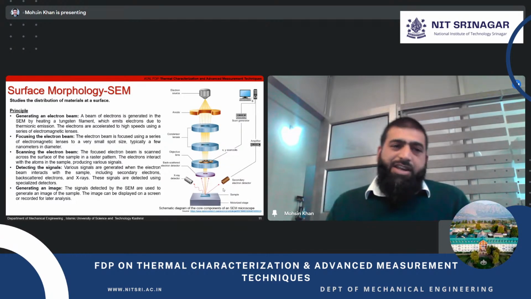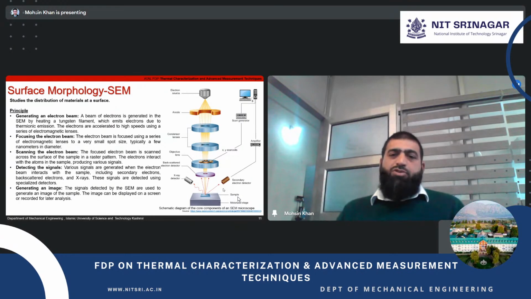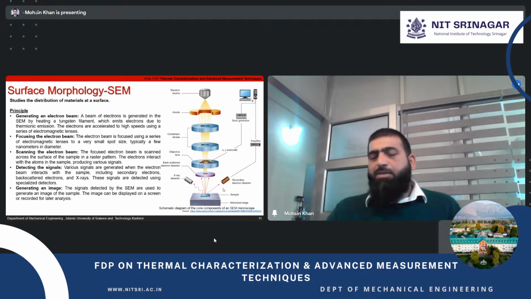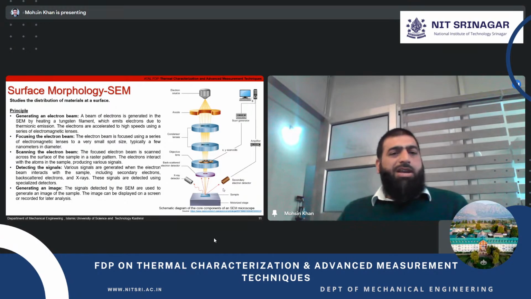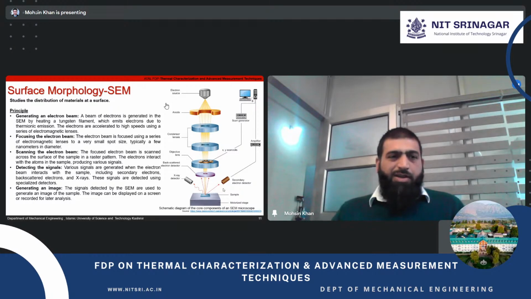So starting with the first characterization technique: in case I am supposed to determine the surface morphology, I will be using the scanning electron microscope. A scanning electron microscope is essentially an electron microscope which studies the distribution of the material at the surface. This is one of the basic and significant characterization techniques that has been used by researchers all over the world. So what is the principle and what information do I get out of it?